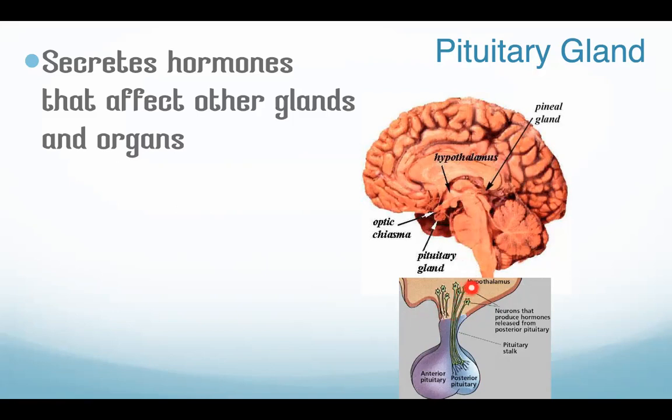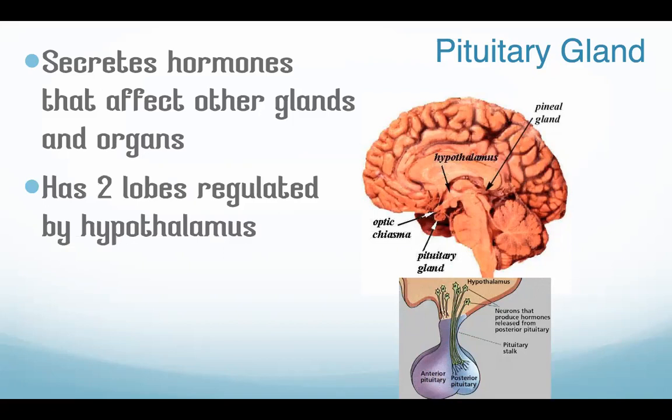Now, what you can see from the diagram here is that you have these neurons that stem from the hypothalamus here all the way down into the posterior pituitary. And you don't have the same thing for the anterior pituitary. That's going to be important when I talk about that specifically later. So there are two lobes to the pituitary that are regulated by the hypothalamus.